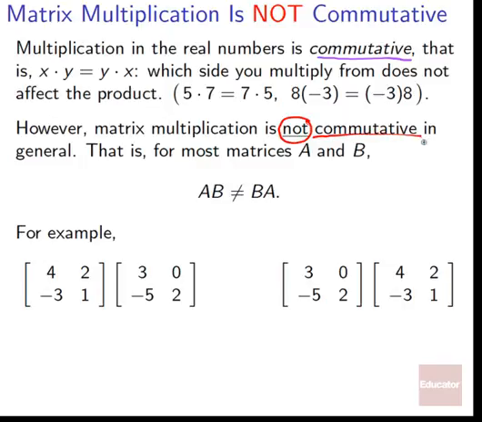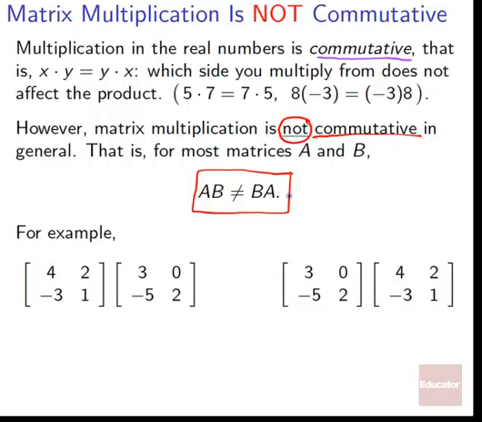Matrices are not commutative in general. That is, for most matrices A and B, AB is not equal to BA. It's totally different if A multiplies on the left side or if A multiplies on the right side. You'll get totally different things. Now, there are some cases when AB will be equal to BA. It's not an absolute hard and fast rule that AB can never equal BA. It's just like 99% of the time, AB will not be equal to BA.